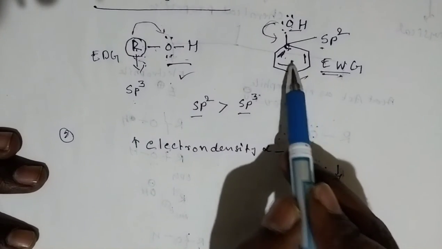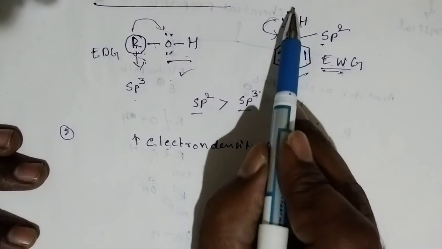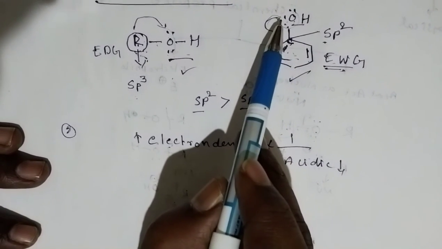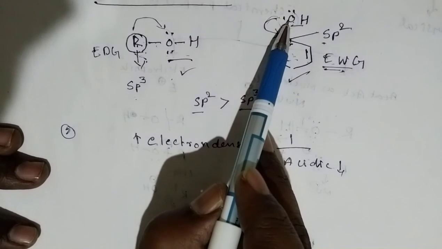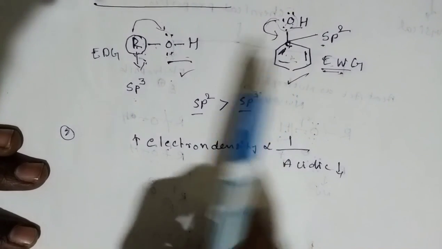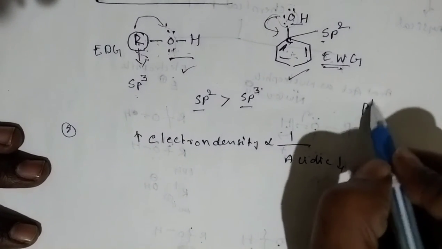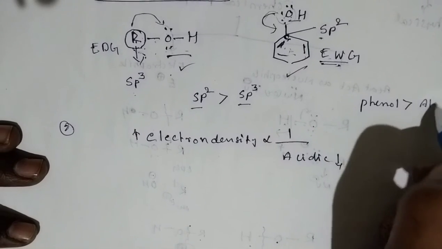Whereas in phenols, due to the electron withdrawing group, electron density is less. Electron density on this oxygen atom is less. Why? The benzene ring accepts the electron from the oxygen atom, so the number of electrons decreases on the oxygen. That's why phenol acts as more acidic than alcohol. So phenols act as more acidic than alcohol.